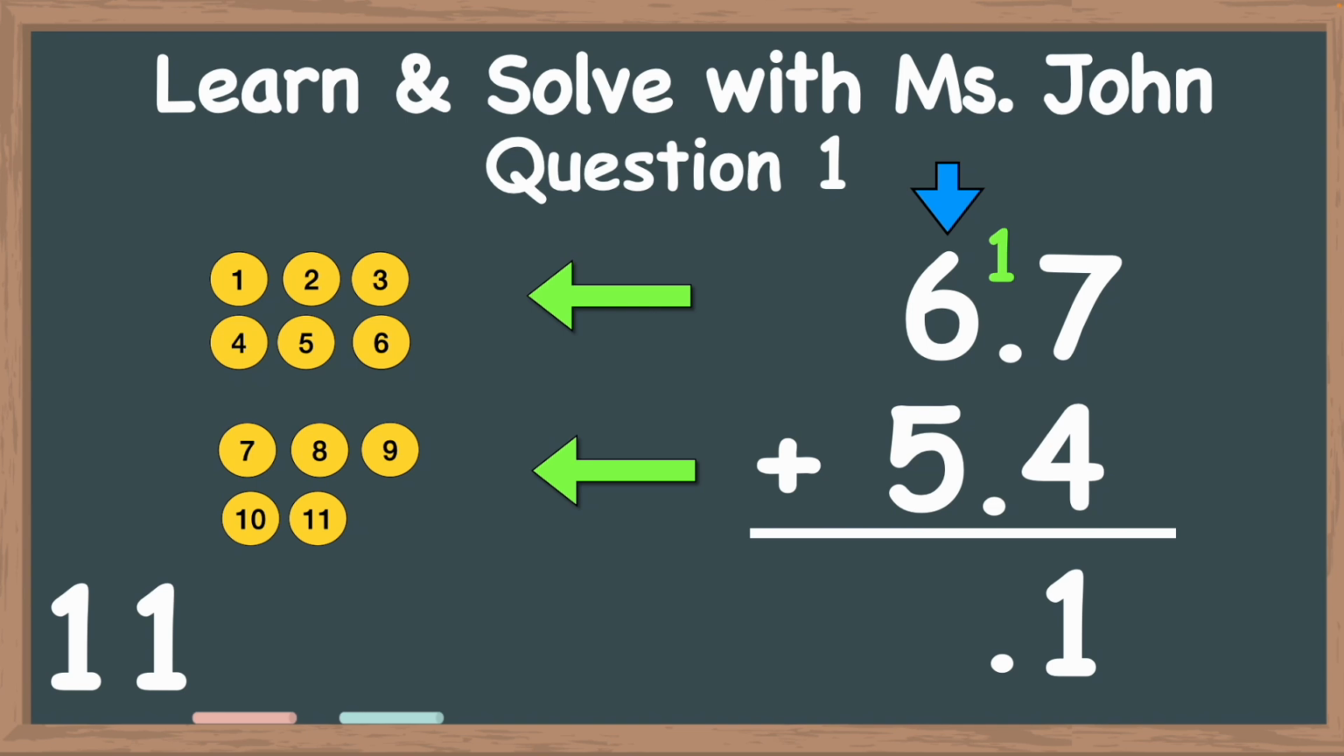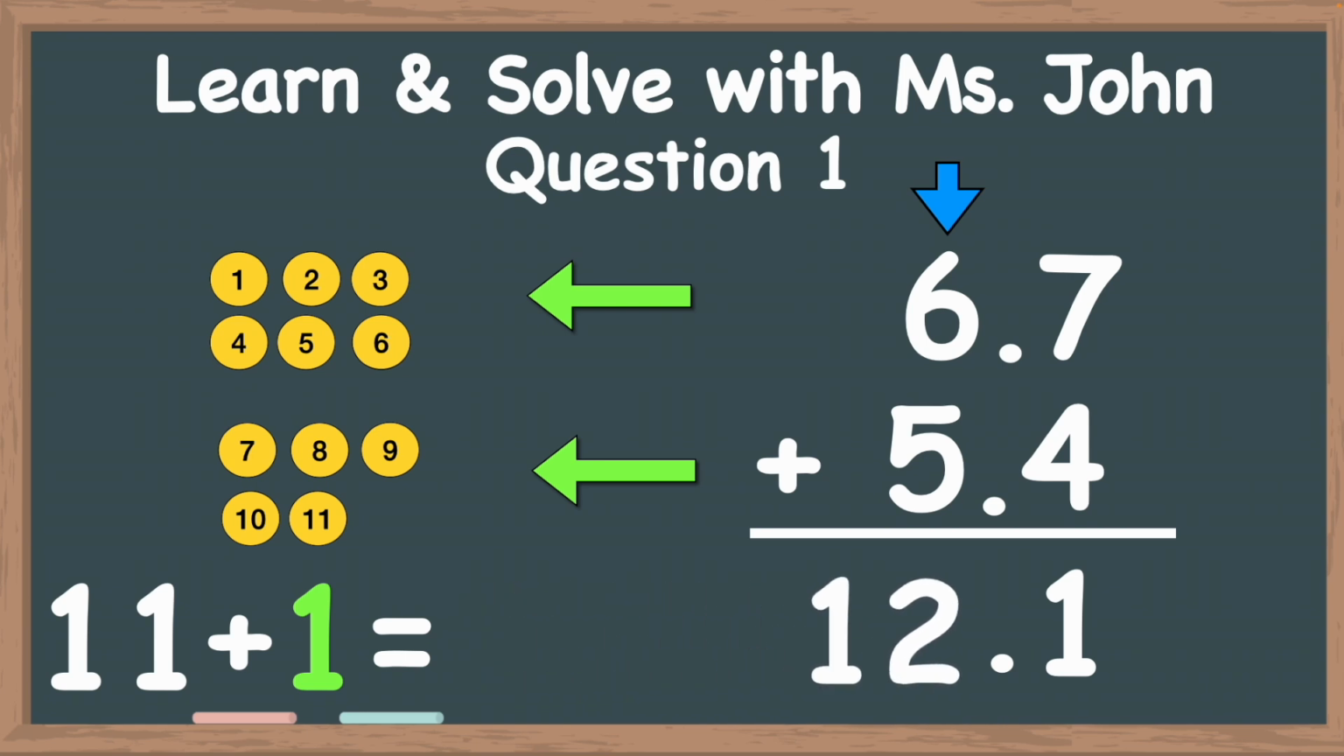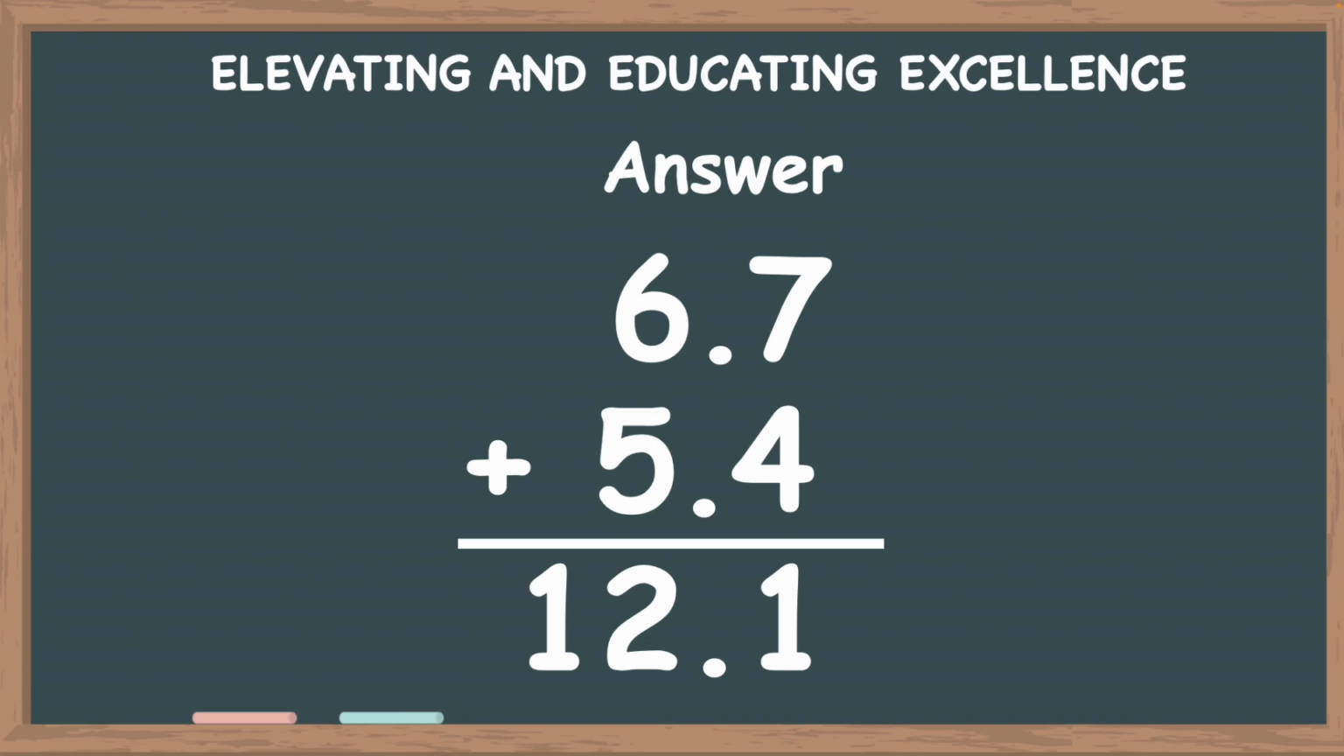Now we will take the number we carried, the 1, and add it to the answer. So 11 plus 1 equals 12. And now we're going to move the 12 to the ones column of the answer section. The final answer for 6.7 plus 5.4 equals 12.1. Again, the final answer for 6.7 plus 5.4 equals 12.1.